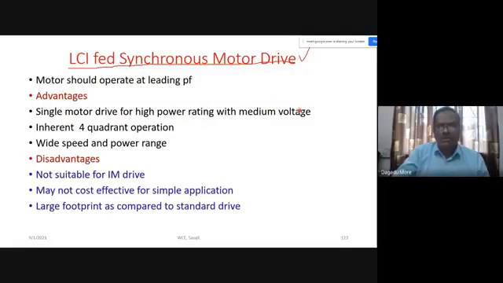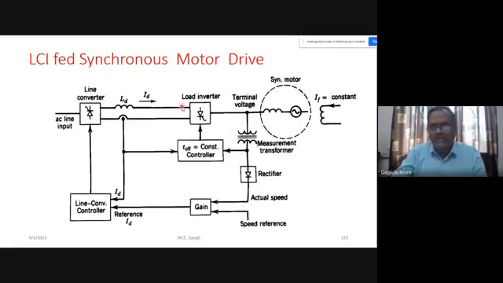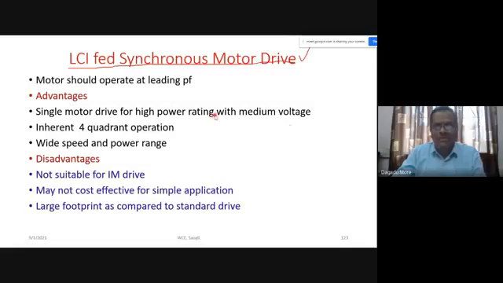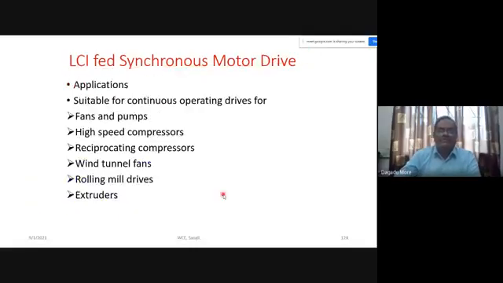This drive is particularly used for high power ratings, in the megawatt range, medium voltage, 6 kV, 1 megawatt, something like that. Four quadrant operation is possible, and we have a wide speed and power range. What are the disadvantages? It is not suitable for induction motor drive, because we cannot operate an induction motor at leading power factor. It may not be cost effective for small capacity, and it requires a large space compared to a standard drive. But these drives are in use.